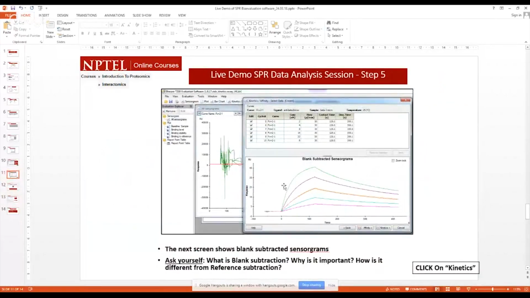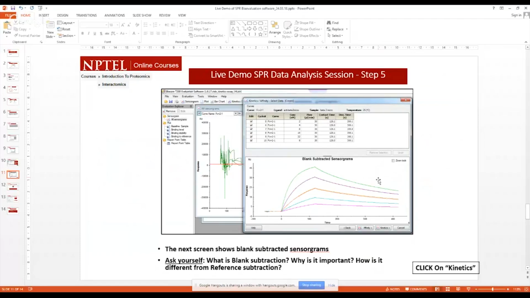I was actually working off this particular window, and where I was showing you how you can remove your extra spikes is in this window. So when you get your blank subtracted sensograms, you can right click and select whatever selection you want to remove, and then you click here saying remove selection. This is very important if you have a lot of spikes in your data, because it will interfere with your calculations.